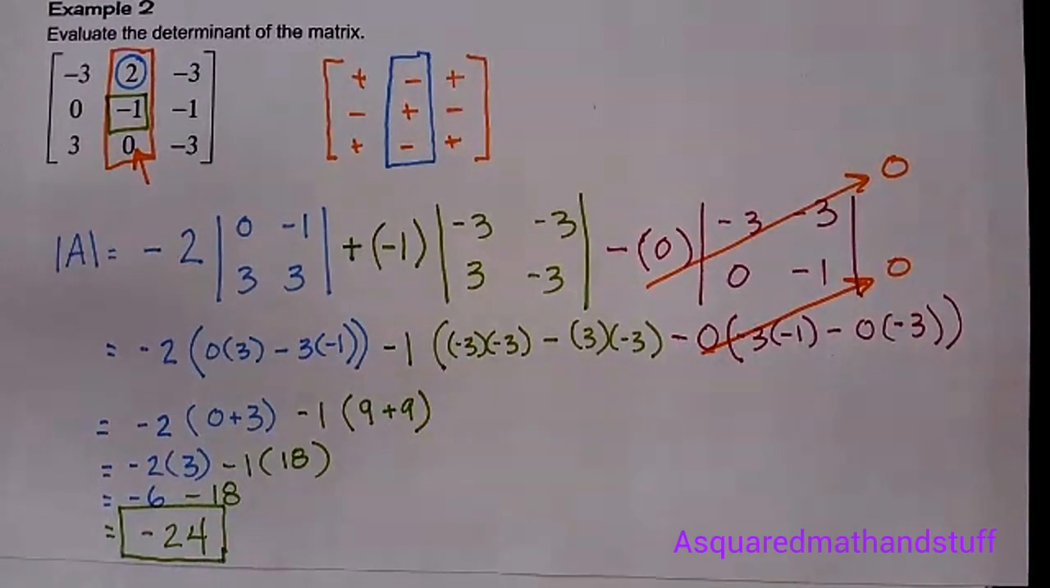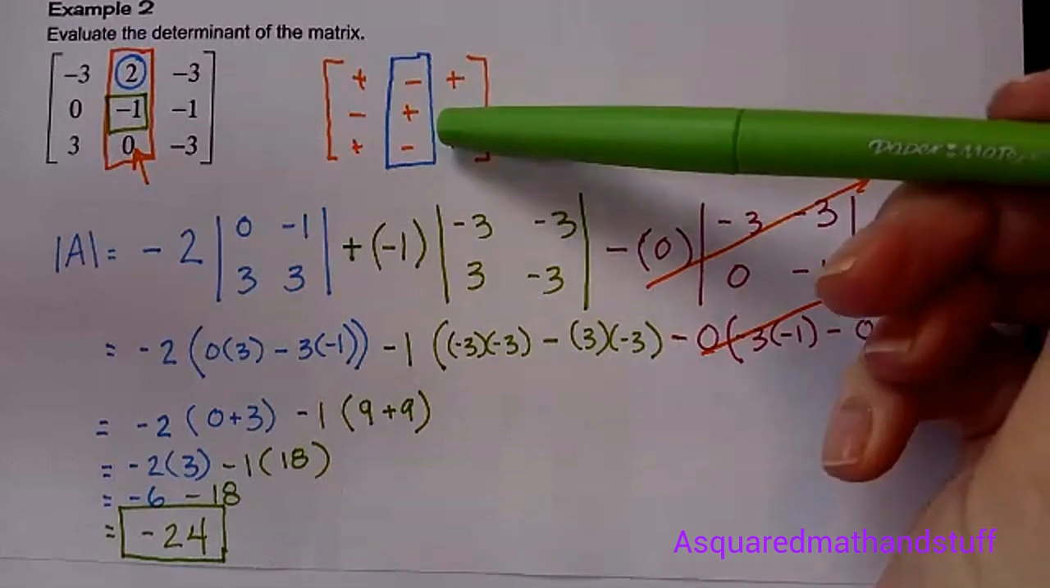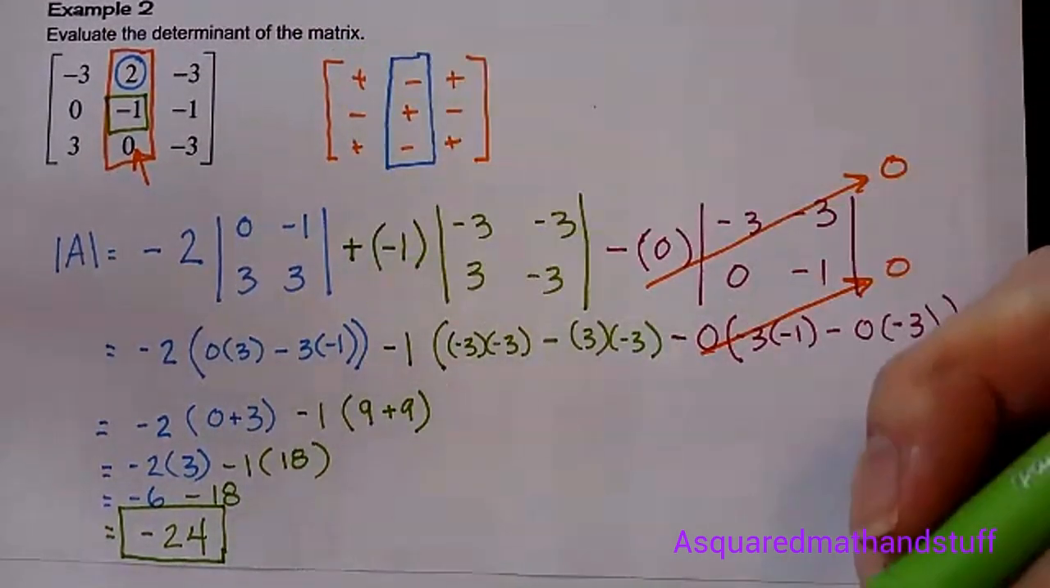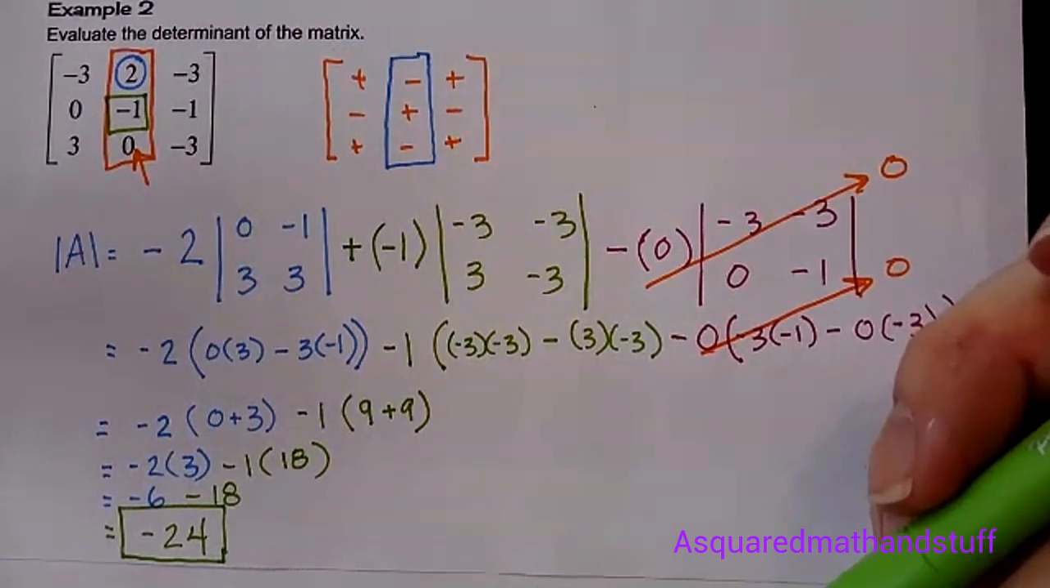So that is how you work with a 3x3 matrix in determining the determinant, and how we apply the sign matrix both horizontally and vertically. In my next video, I'm going to show you how to work with the lattice method.